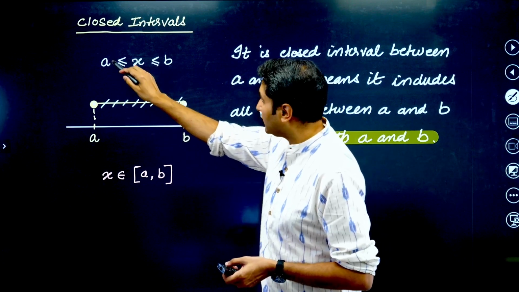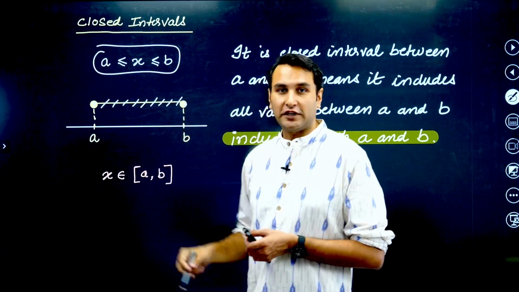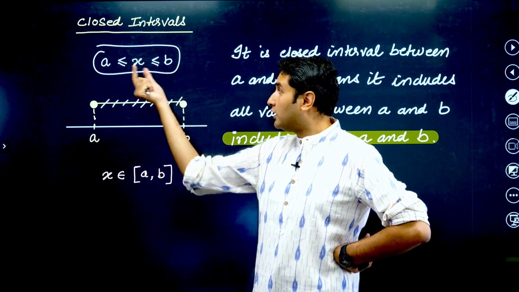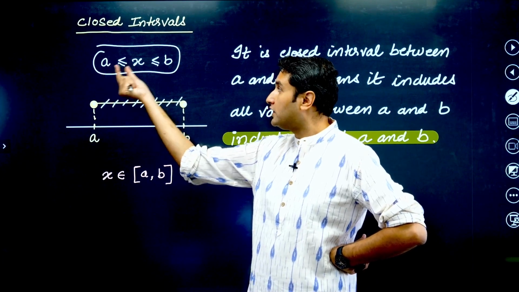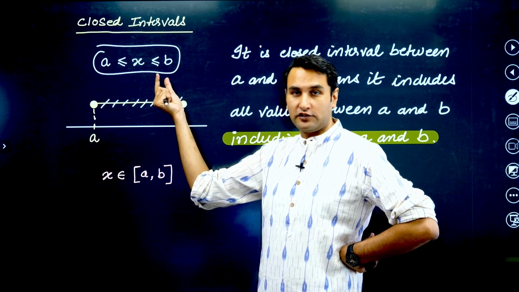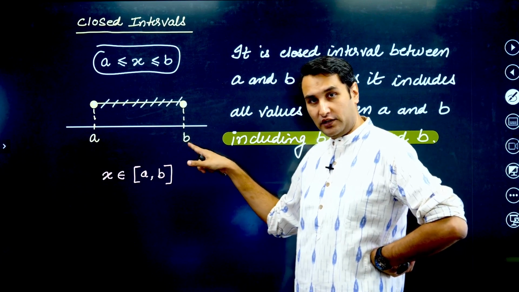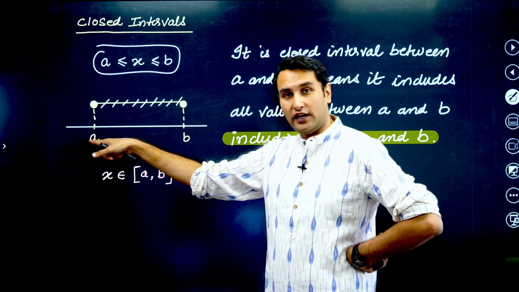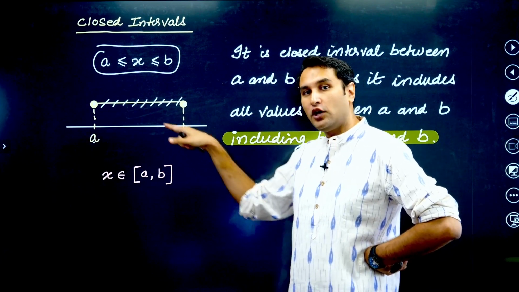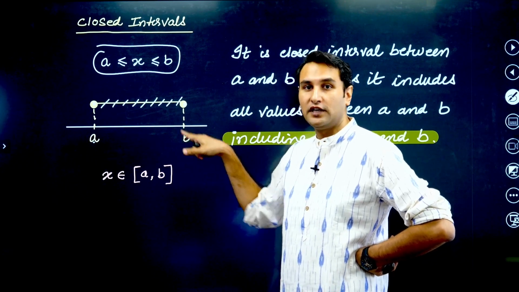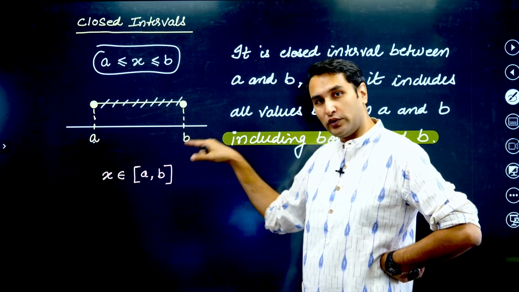So in this case, mathematically, X lies between A and B, but X can also be equal to A, X can also be equal to B. So how do you represent it on the number line? All the numbers between A and B, including A, including B. All the zone between my house and Achin's house, including my house, including Achin's house.